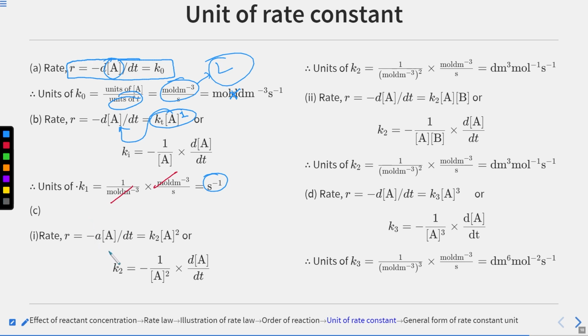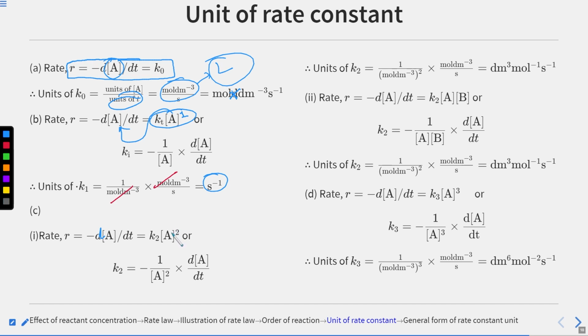Then we have the second order reaction. We have taken two cases: first, in which both the reactants are the same, and second, in which the reactants are different. First, let us consider that both the reactants are the same. In this case, we can write that the rate is equal to minus dA by dt, in differential form, equal to K2 multiplied by A to the power 2. Why is it 2? Because it is now a second order reaction, so it will have a power of 2.